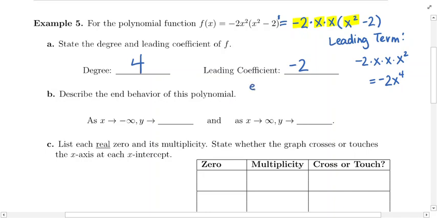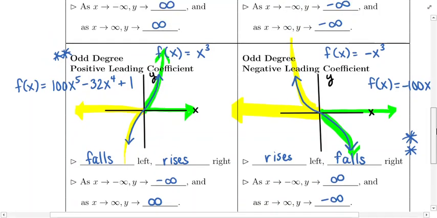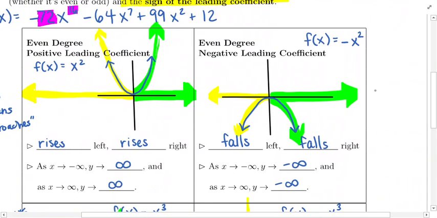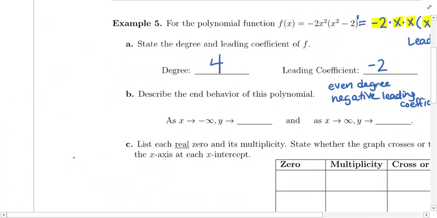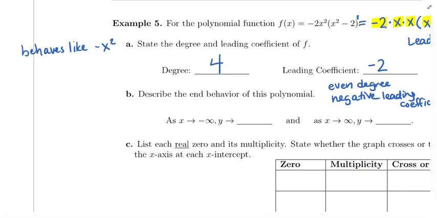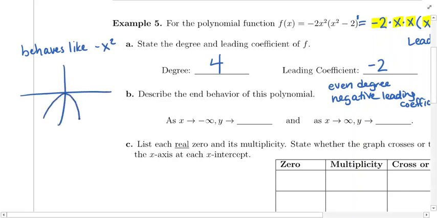Okay, so we've got an even degree and a negative leading coefficient. So we're going to be able to determine the end behavior. If you glance back at page 4, we'll look for even degree, negative leading coefficient. Our polynomial is going to behave like negative x squared. It's going to fall both to the left and to the right. Let me write that out to the side. So that looks like this. When we draw our polynomial, it's got to fall left and fall right.